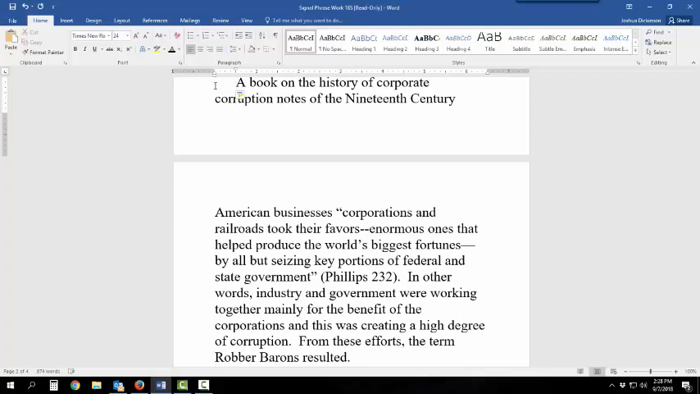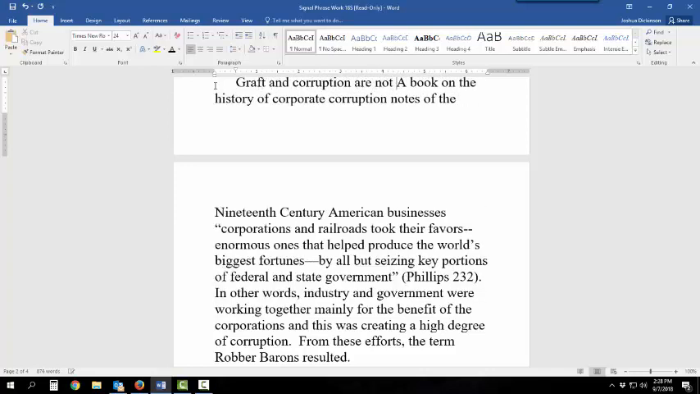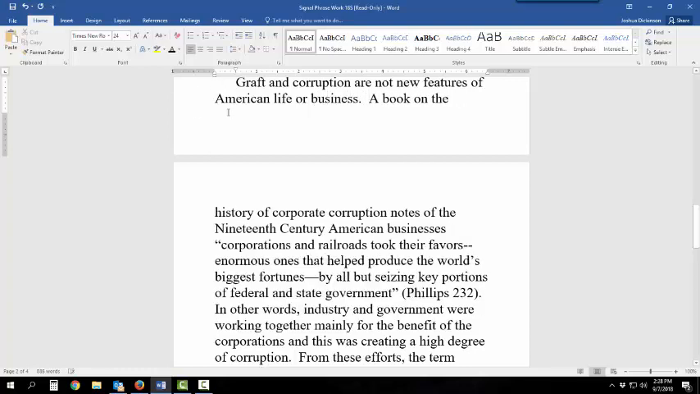If I indented, the paragraph could be: graft and corruption are not new features of American life or business. So there, I could add that on. Now notice that I could have done all this and then added the topic sentence, then connected it back to the thesis. Writing is recursive and chaotic. It's not linear. We don't go from beginning to end necessarily.